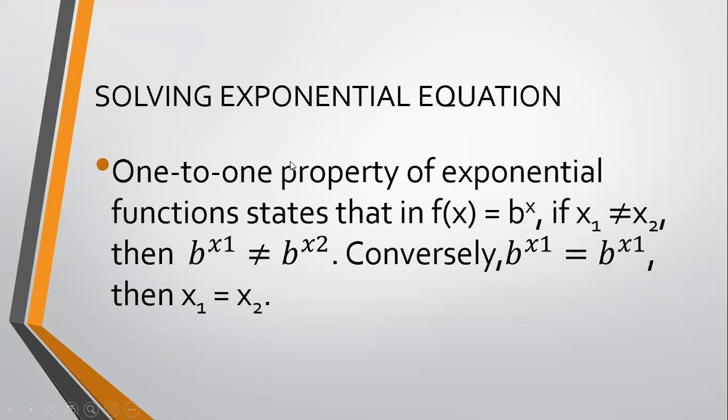So remember this, that in solving exponential equations, you need to remember the one-to-one property. And what is this one-to-one property? The one-to-one property of exponential functions states that in f of x equals b raised to x, if x sub 1 is not equal to x sub 2, then b raised to x sub 1 is not equal to b raised to x sub 2. Conversely, if b raised to x sub 1 is equal to b raised to x sub 2, sorry for the typographical error here, then obviously x sub 1 is equal to x sub 2.